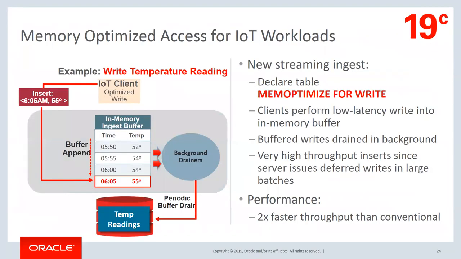We can do the same for writes now. That's for 19C. If you have Internet of Things or any other key value types that need to be written to the system very, very fast, you can now say, I want a table memoptimized for writes, and then you will see a lot of low latency writes into the memory buffer, and it will be fast because the redo will be done in the background.